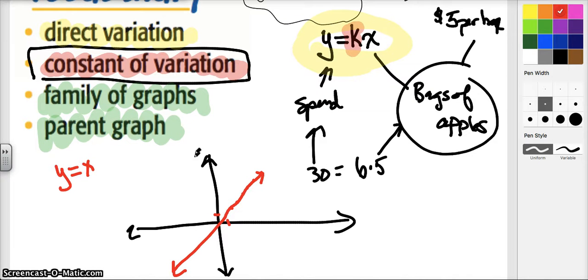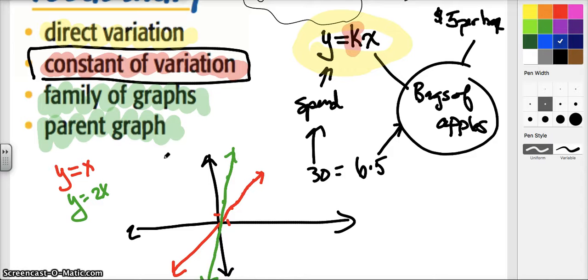When I start changing things, like if I said, well, y is equal to 2x, here the constant of variation being 2, now my graph will change a little bit. It'll have a steeper kind of a slant like that. Still going through the origin, but that's what it is.